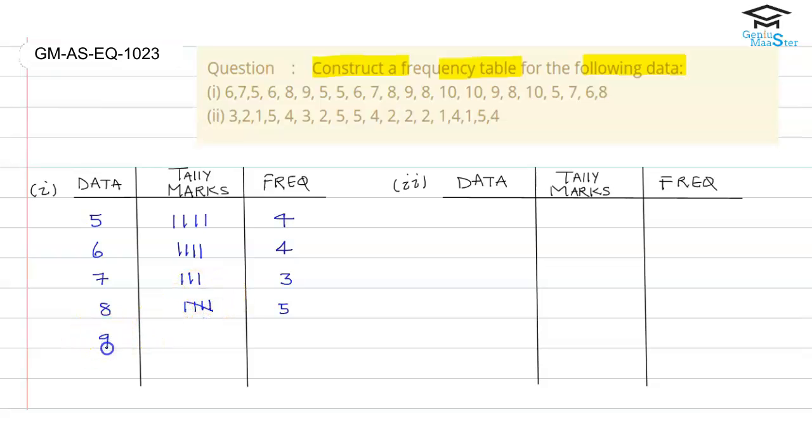Now the next is 9, frequency is 3, that is 1, 2, 3. Now the next data is 10 whose frequency is 3 and the tally marks are 1, 2, 3.